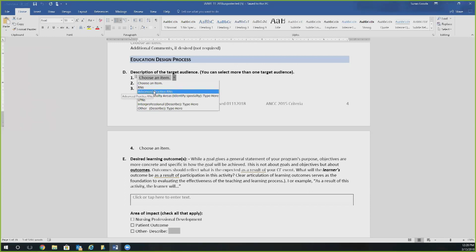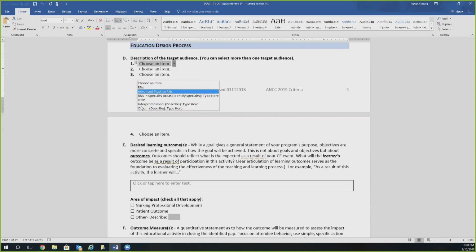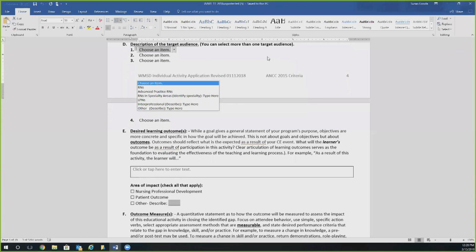So general RNs, advanced practice RNs, specialty such as maybe maternal child, or maybe it's the NICU, ICU nurses. And of course, you can always have other professionals that may be joining you. But your key ones are your RNs and your LPNs, and then anybody else you choose to add. And we've given you a number of boxes, so you can check many boxes. You can even copy and paste and add a fifth or a sixth box if you'd like to.